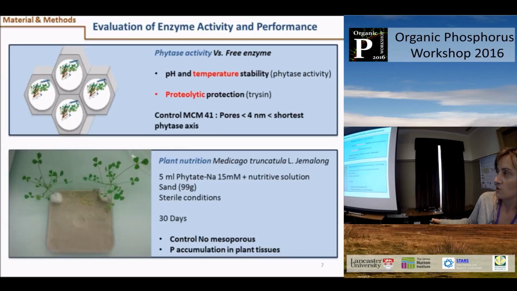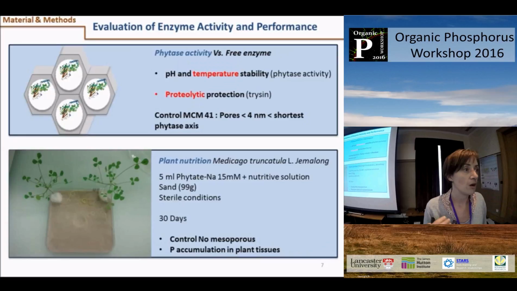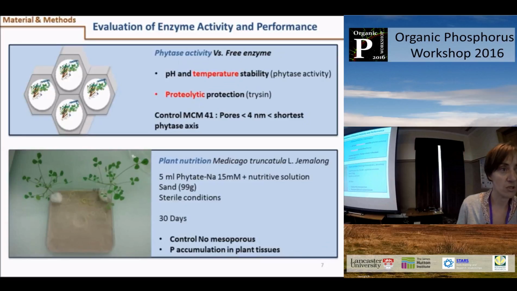plant growth. So you have here the conditions of the plant experiment. We use phytate as a sole source of phosphorus. We only use sand, and we have sterile conditions to avoid any contamination by microbes which can also produce phytase. The control was an absence of mesoporous material, and we measured the P accumulation in plant tissue over 30 days.